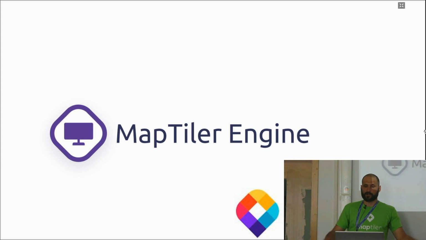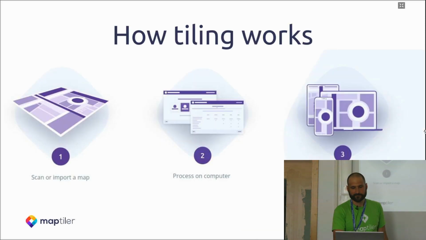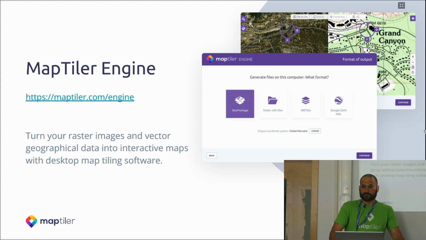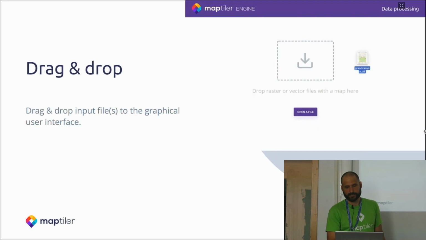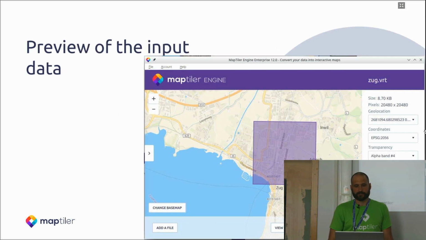Okay, so now let me introduce you to MapTiler Engine, the tiling tool. MapTiler Engine is the tool used for tiling raster as well as vector data. And it works in a way that you simply drag and drop your files into the desktop application. Then you can preview the input. Here we have all the statistics of the input files.